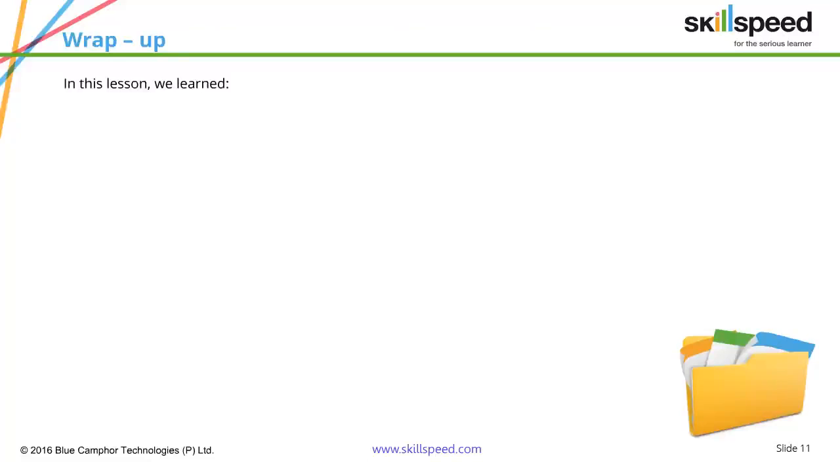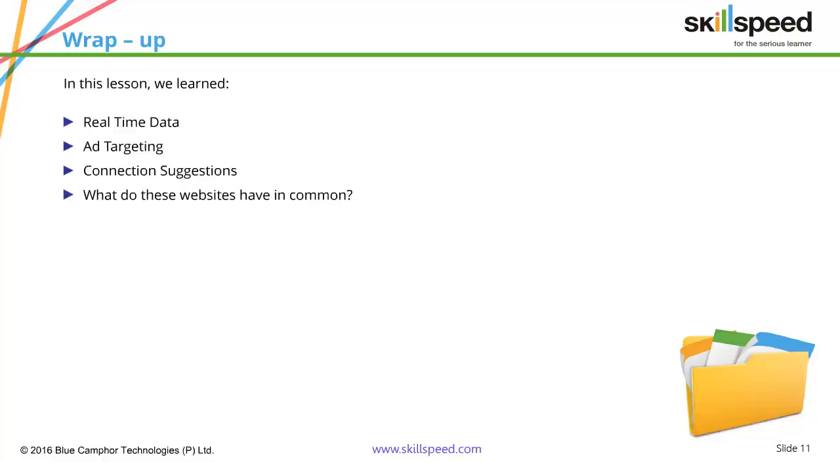So to wrap up, in this lesson we have learned about how NoSQL databases are solving real-time problems such as ad targeting, connection suggestions and real-time data, and what are some of the characteristics that must be there for a possible NoSQL candidate such as HBase. That's all for this lesson.